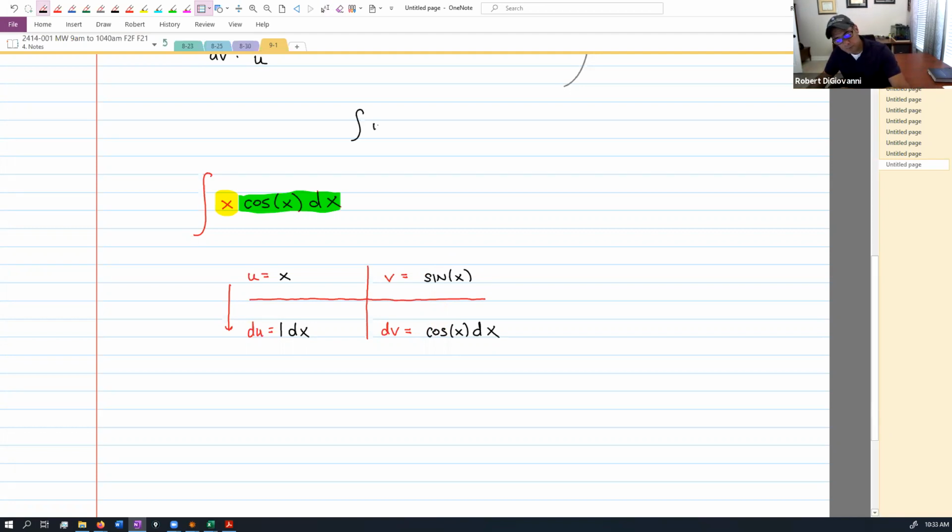Once I filled it out, I go to my formula, ultraviolet minus the integral of voodoo. I'm going to fill this out. So the left side is our u dv. That's the left side. This should be equal to u times v first. So it's going to be this times this, straight across. So that's x sine x minus the integral of v. v was sine x, times du, but du is 1 dx, so I'm just going to put dx.